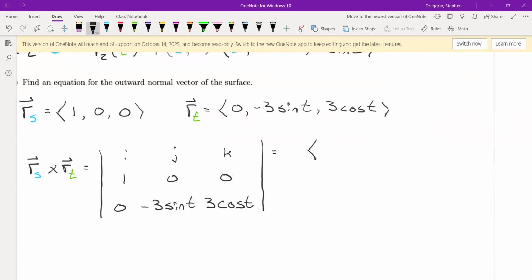Well, for the x component, I get 0 minus 0 is 0. For the y component, looks like I'll have 0 minus 3 cosine t. And for the z component, I'll get -3 sine t minus 0.